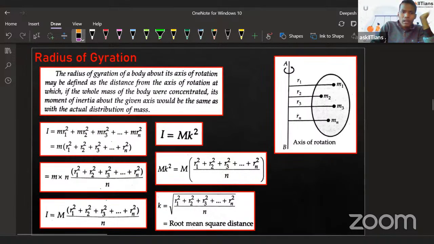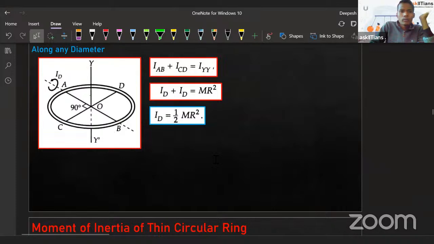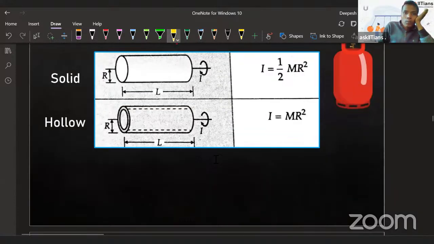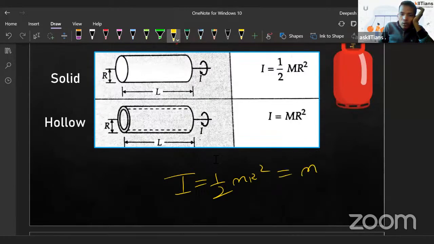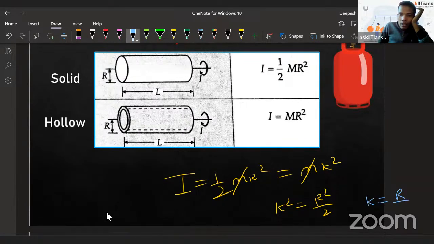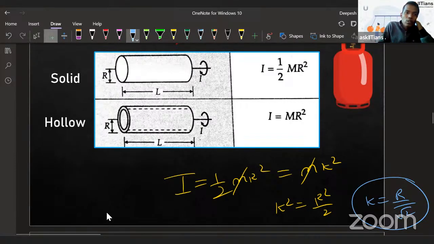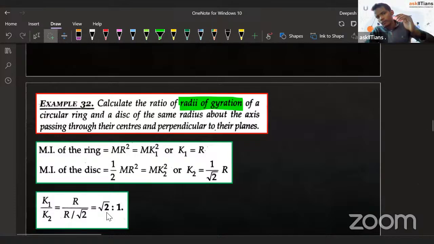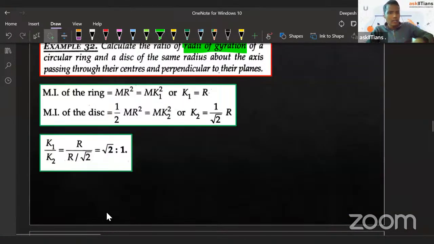I will give you one example. Let's understand it with the example of a cylinder. The moment of inertia for a solid cylinder is half mr square. But if you put it equal to mk square, where k is the radius of gyration, m and m will get cancelled out, and k square will be r square by 2. Finally, you will get that k is equal to r by root 2. So k equals r by root 2 is the radius of gyration for a solid cylinder. You can similarly calculate it for anything. You can try reading out this one. It is an easy one.